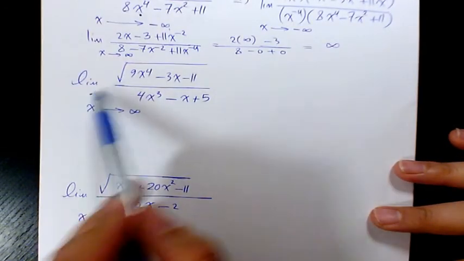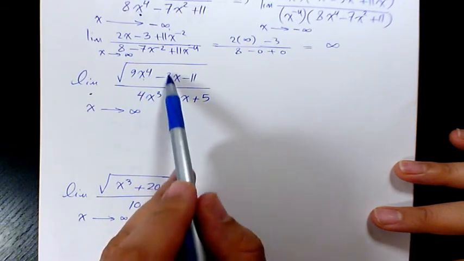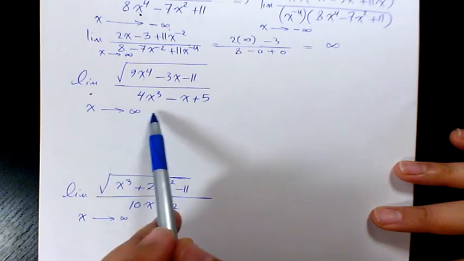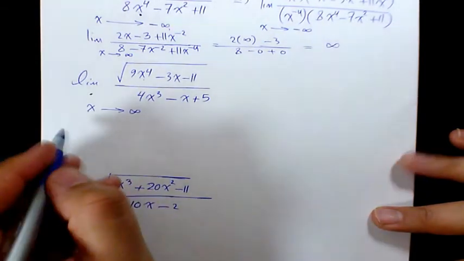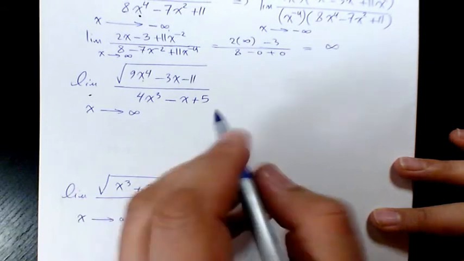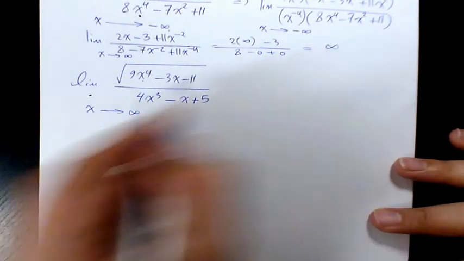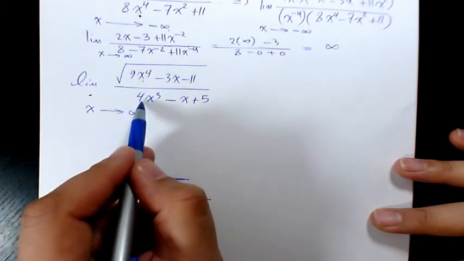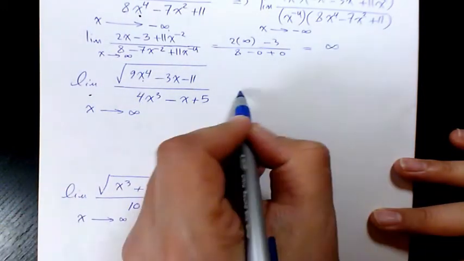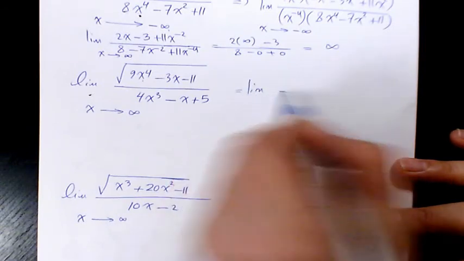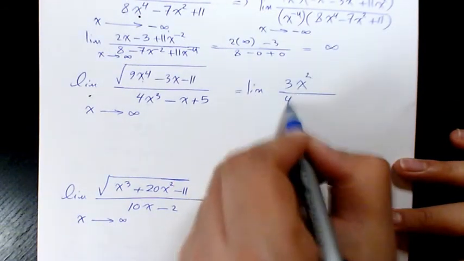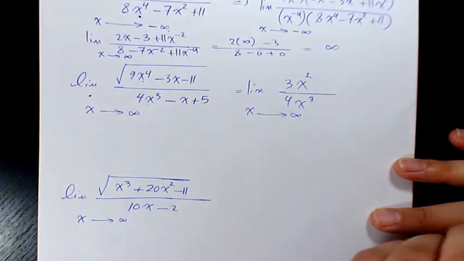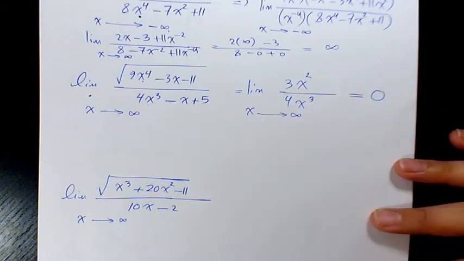Next one, the limit of the square root of (9x^4 - 3x - 11) over (4x^3 - x + 5) when x is approaching infinity. In this case, we have 9x to the power of 4, and here we have 4x cubed. So what we have here is basically the limit of 3x squared over 4x cubed, and x is approaching infinity. Since the order of the denominator is greater than the numerator, the answer is going to be 0.